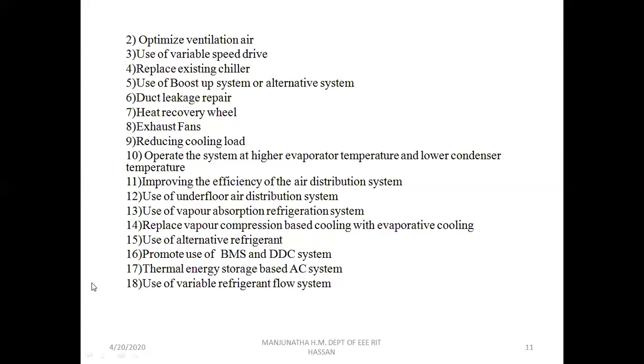And the next energy conservation method is to promote the use of BMS and DDC. And next, the use of thermal energy storage based AC system, and the use of variable refrigerant flow system. These are the different energy conservation strategies and measures. We are not using all of them. Based on the workflow of the HVAC system in that particular plant, we choose which methods are suitable for that particular building or site to conserve the energy, and we use those to conserve the energy.